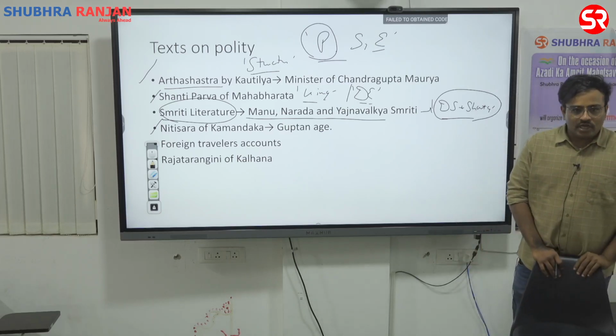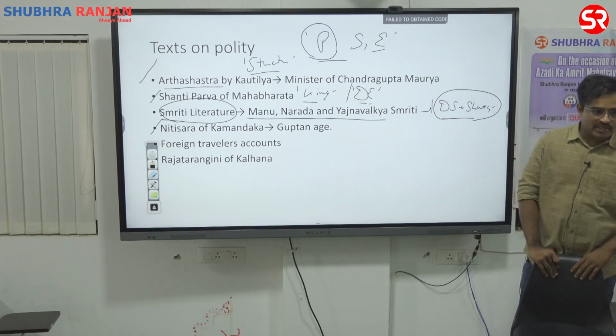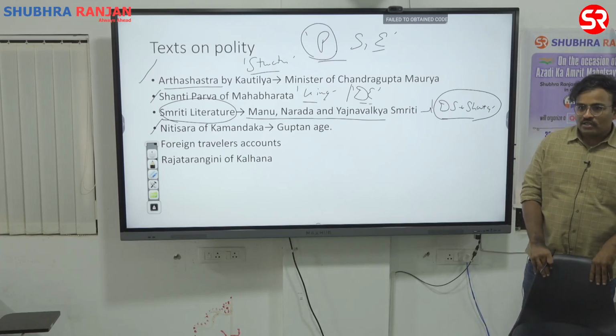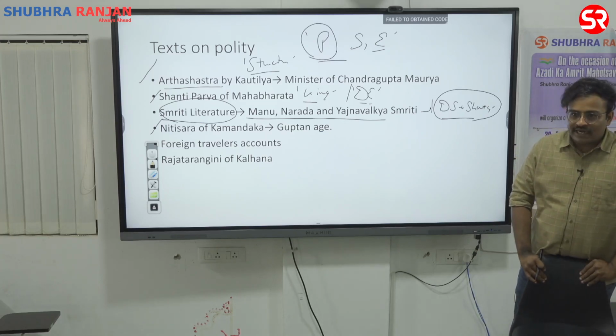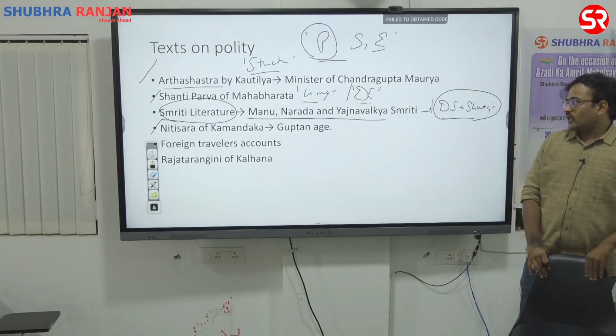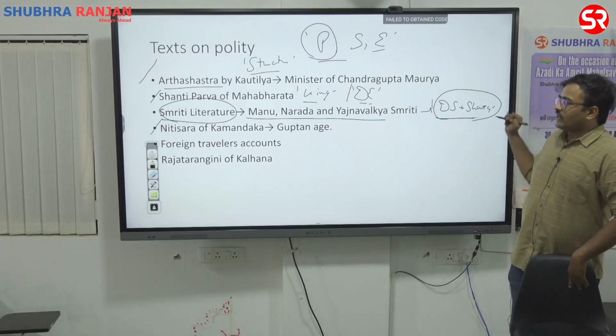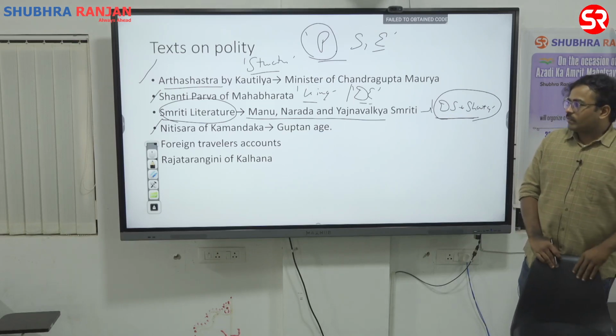So we might be knowing some famous Smritis like Manusmriti. Yes, Manusmriti, the legal code for India. So that is also a text on polity and administration, right? Manusmriti, Narada Smriti, Yajnavalkya Smriti. So this way there are multiple textbooks which have been written. So Smriti literature is also part of this.